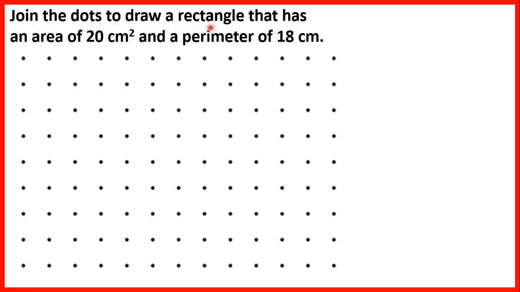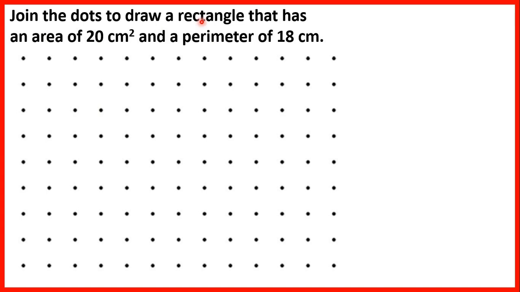Join the dots to draw a rectangle that has an area of 20 centimetres squared and a perimeter of 18 centimetres. So the area is how much space a shape takes up, so how much is on the inside of the shape, and the perimeter is the total distance around the outside of a shape.